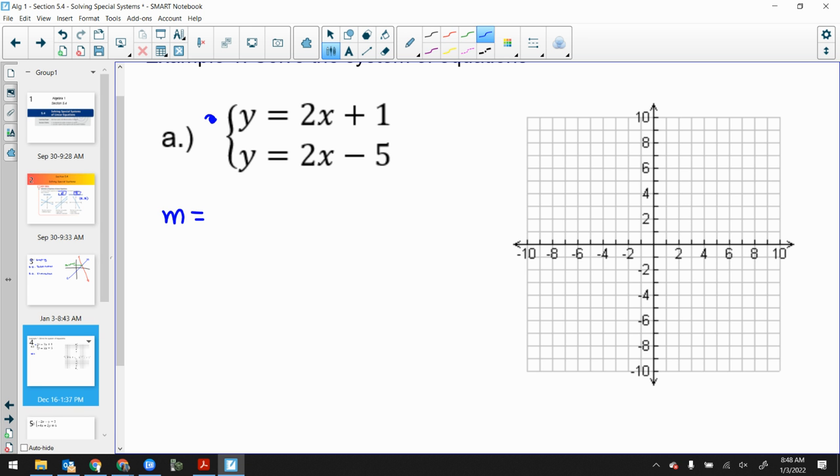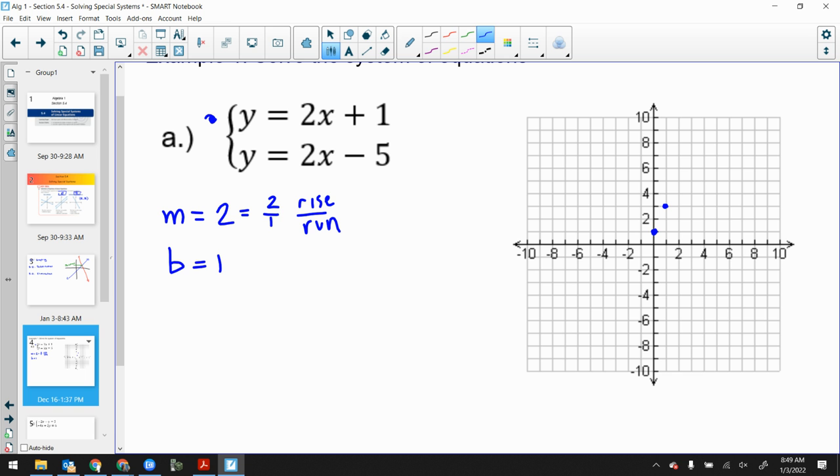What's the slope of my top line? 2. What's my y-intercept? 1. Remember, slope is 2, which means it's a 2 over 1, right? Okay, y-intercept of 1. That means I go to 1 on the y-axis and I plot my point. And then I use my slope of 2. Rise 2, run 1, right? Rise 2, run 1. Up 2, right 1.